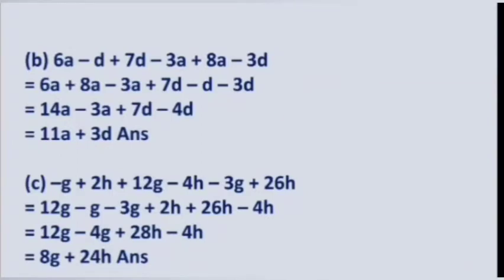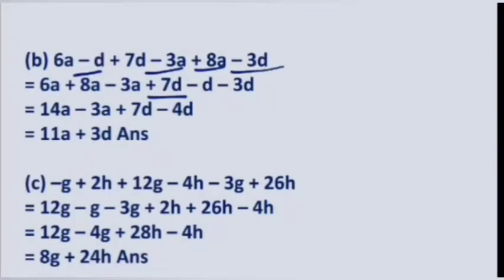Like I said, you gather all the terms with a positive sign. So we have 6a plus 8a, then minus 3a, still the terms with the same letter, which is a. Now that we have exhausted that, we go to the next letter, with a plus sign first, which is 7d, followed by minus d, then minus 3d.